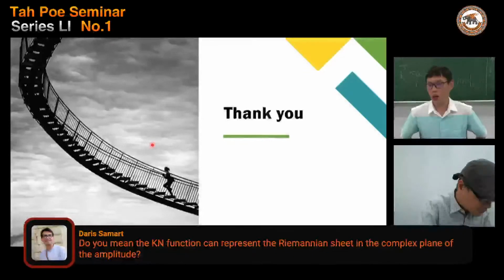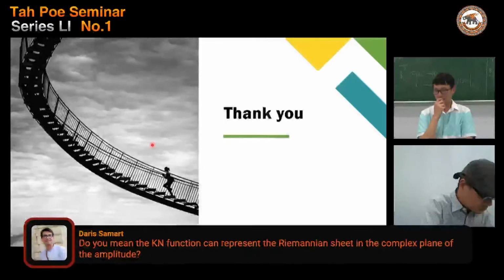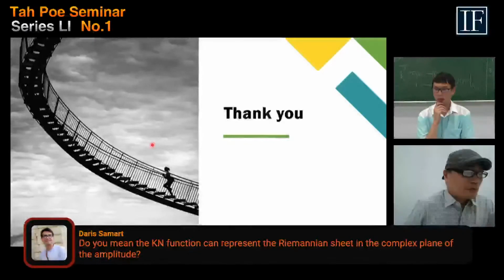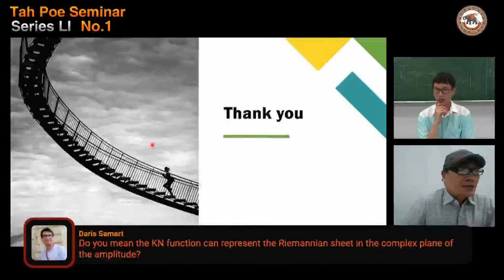Okay, I saw some questions. It's from Darius Samad. Do you mean the Kn function can represent the Riemannian sheet in the complex plane of the amplitude?